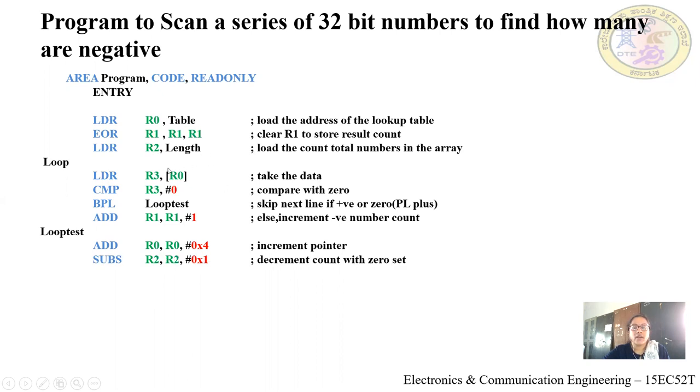The length of the array, or the total numbers in the array counter, in R2 we decrement it. Branch if not equal to loop. So this process will be repeated till all the array elements are compared with zero. We compare; if positive or zero, we don't do anything, we go on to take the next array element and compare again. If negative, only then we increment the counter kept for that purpose, that is R1.